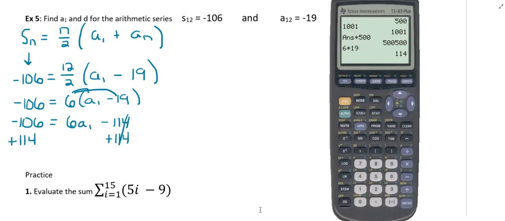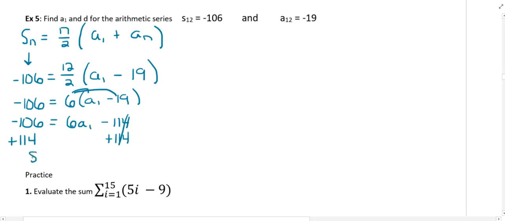And let's see what we get here. Negative 106 plus 114 is 8. So we get 8 equals 6 a sub 1. Divided by 6, it's going to give us 8 over 6, which I believe should be 4/3. All right, so we have 4/3.